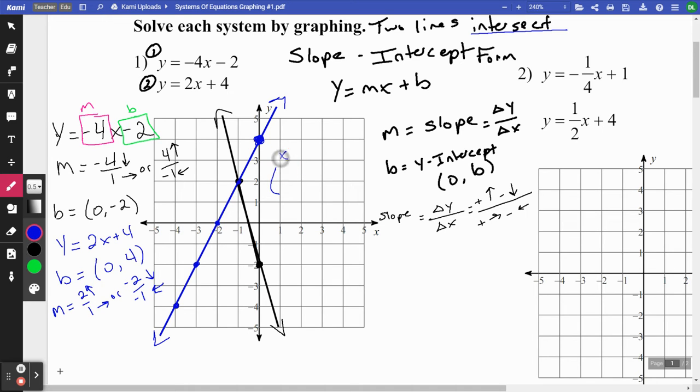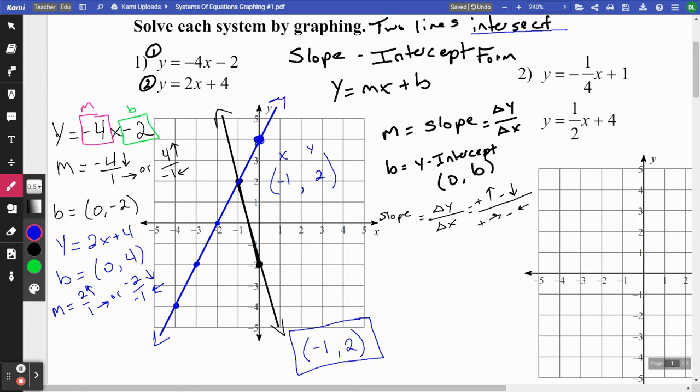Remember, it's your x coordinate and then your y coordinate. Where do they intersect? Negative 1 up to positive 2. Negative 1, 2. So I'm going to say, well, down here, right? Negative 1, negative 2. And I'm going to put it in a box because that's my answer.